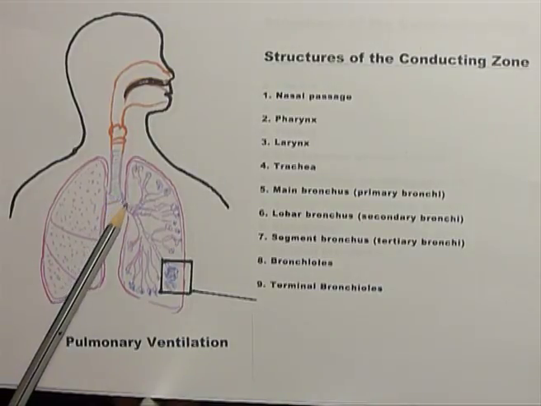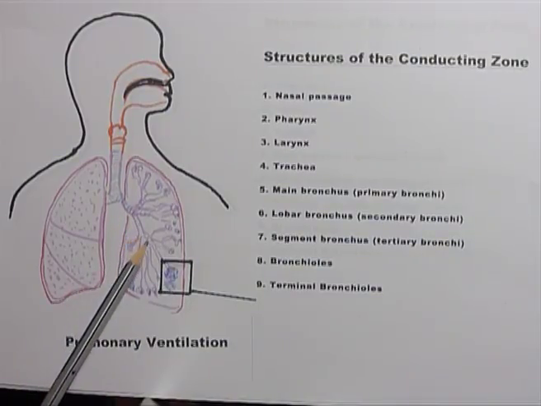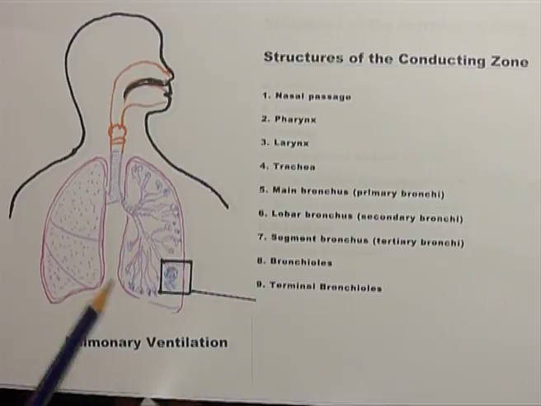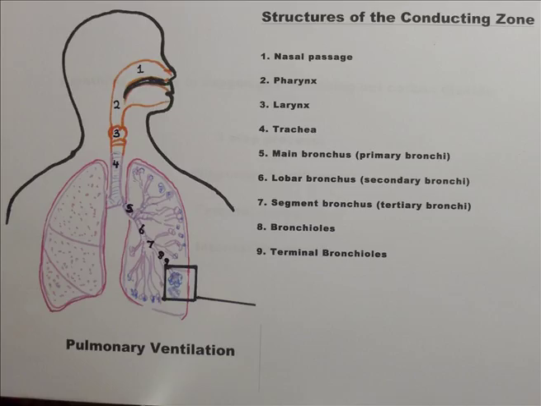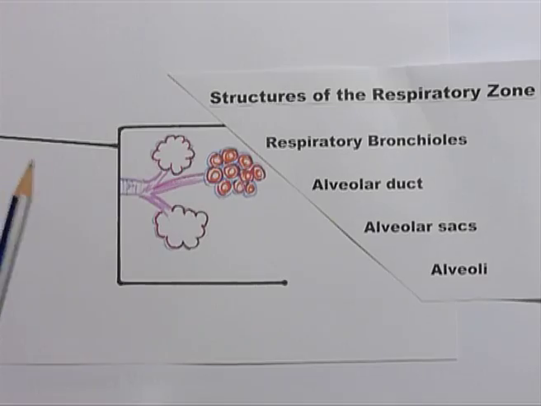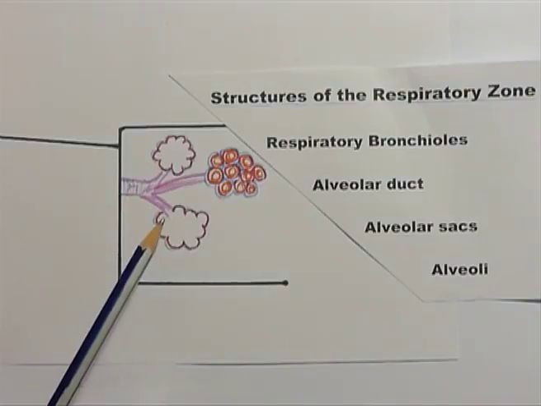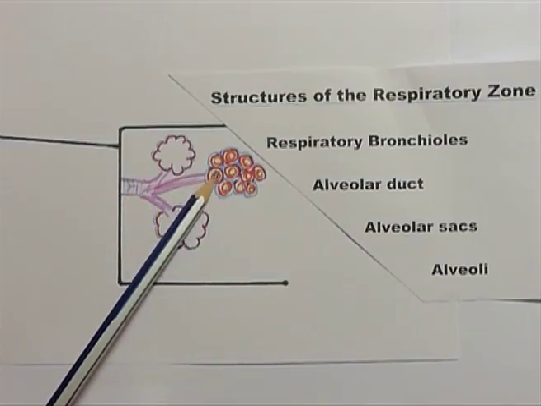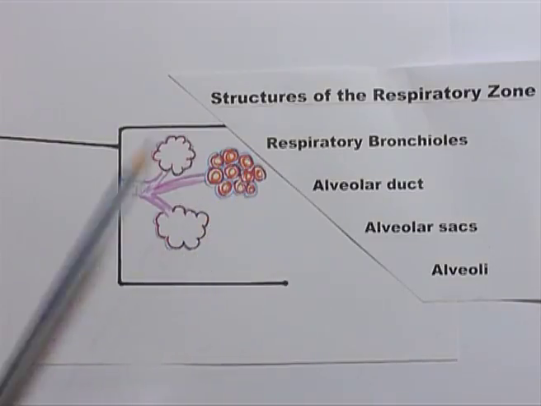From there, it subdivides into the lobar bronchus, then to the segmental bronchus, and onto the bronchioles and terminal bronchioles. These structures form the conducting zone. Moving on, the smaller structures form the respiratory zone, and these are the respiratory bronchioles, the alveolar ducts, the alveolar sacs, and finally the alveoli, which are like a bunch of grapes at the end of the branch.